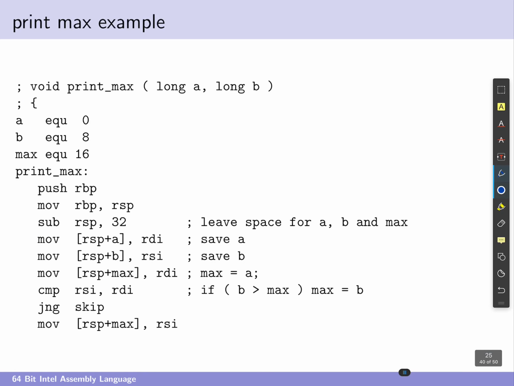So let's implement the print max function. That's where we're going to actually have to start using the stack a little bit more. This is just the prototype for our print max. It doesn't return anything, but it takes in 2 longs.